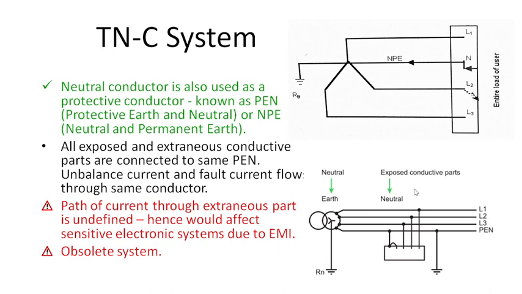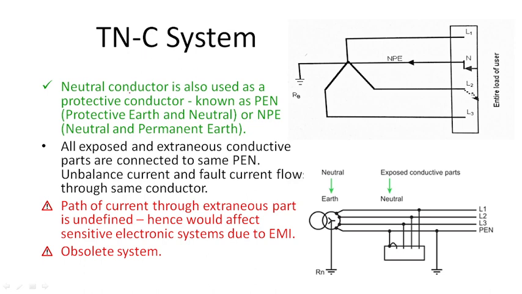So next one is the TN system. In TN itself we have three variants, TNC, TNS and TNCS. So the TNC system is what we look at first. T means terra, N means neutral and C means combined.